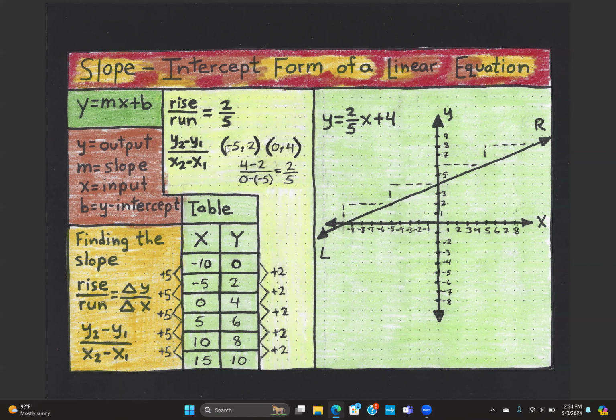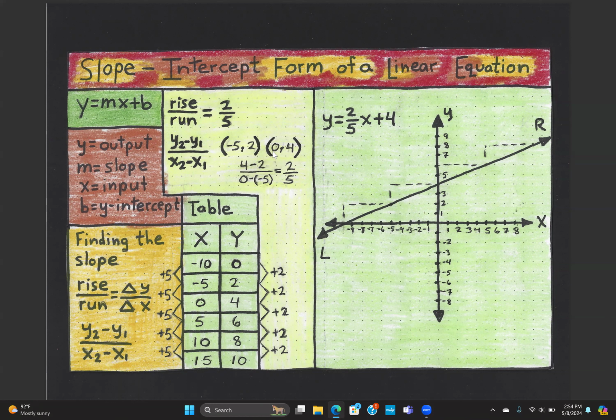And so let's look at negative 5 as x sub 1 and 0 as x sub 2. Then we look at 2 as y sub 1, and then we're going to look at 4 as y sub 2. And since it is y sub 2 minus y sub 1, we're going to put the 4 up front and subtract 2 from it. And when we do that, we get a 2 up here.